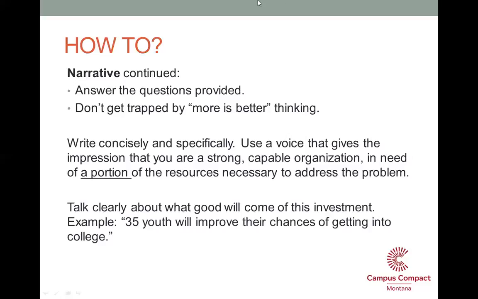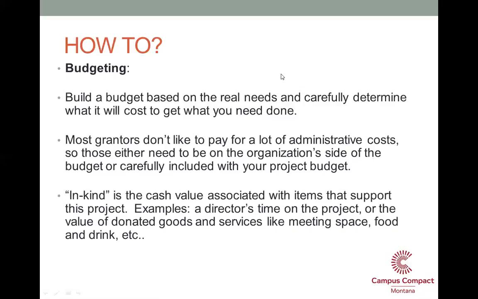Questions about the narrative at this stage? Okay, I'll keep moving.